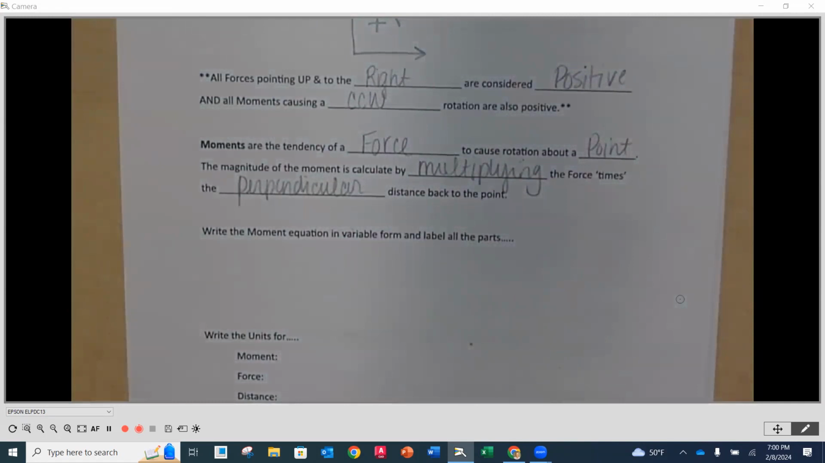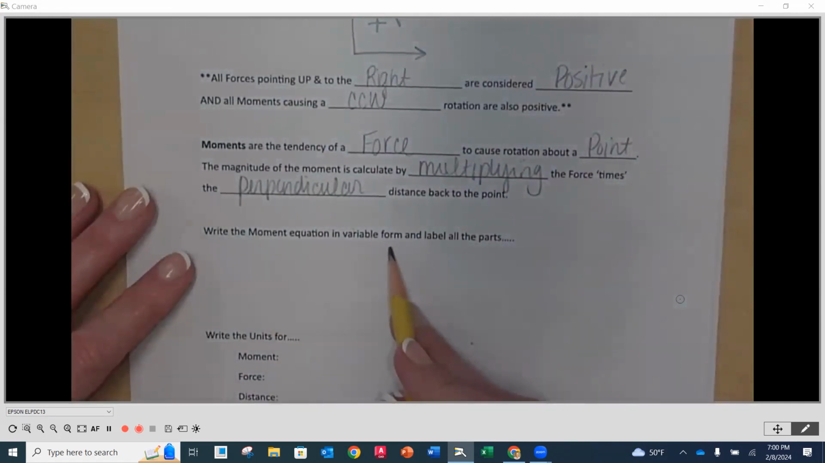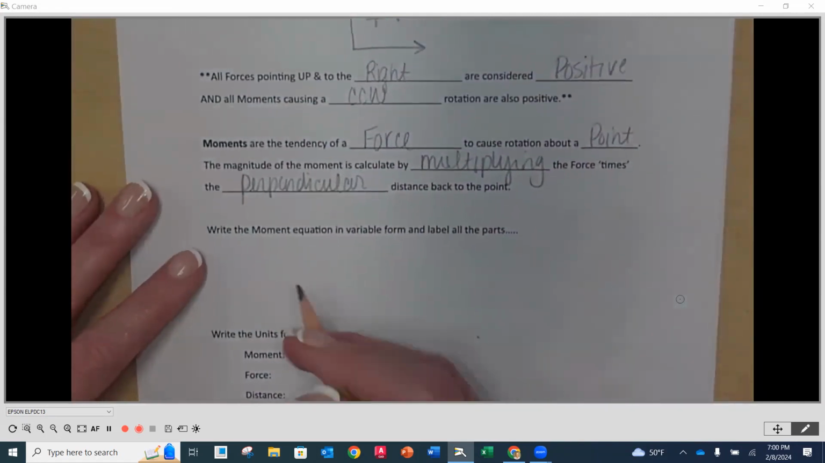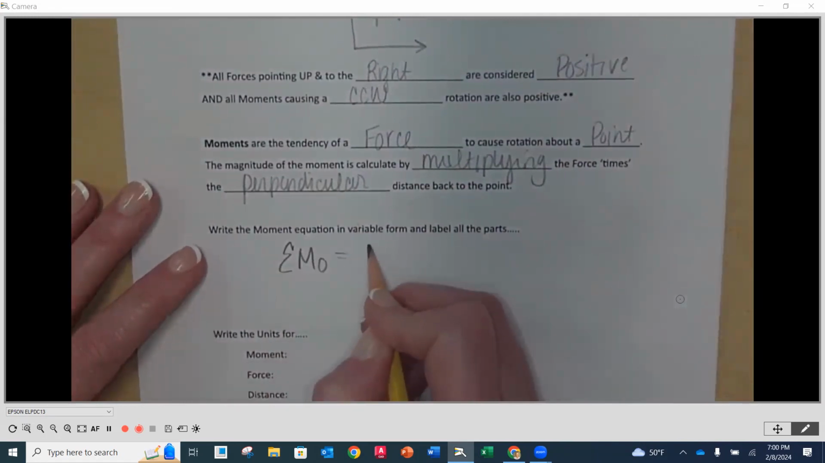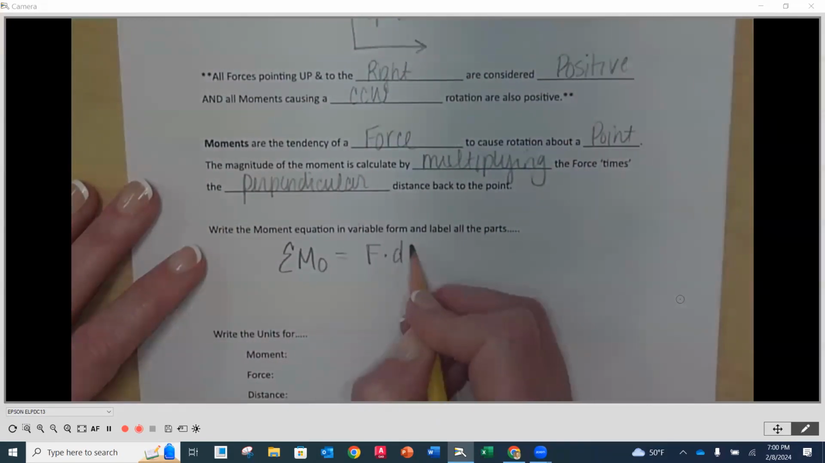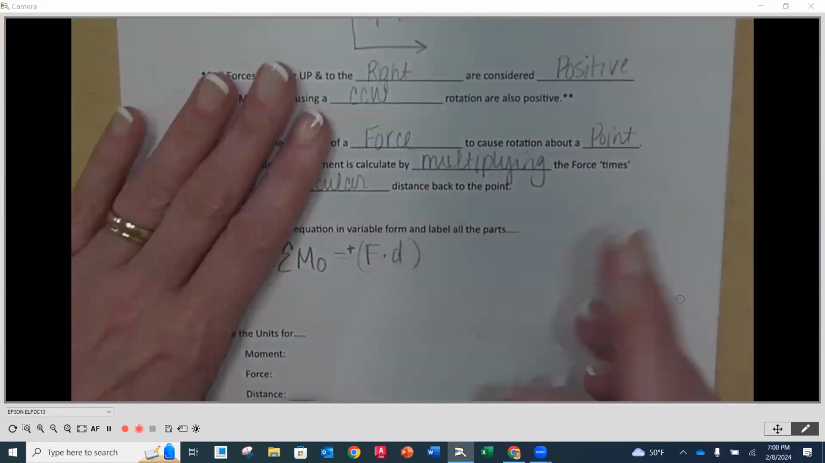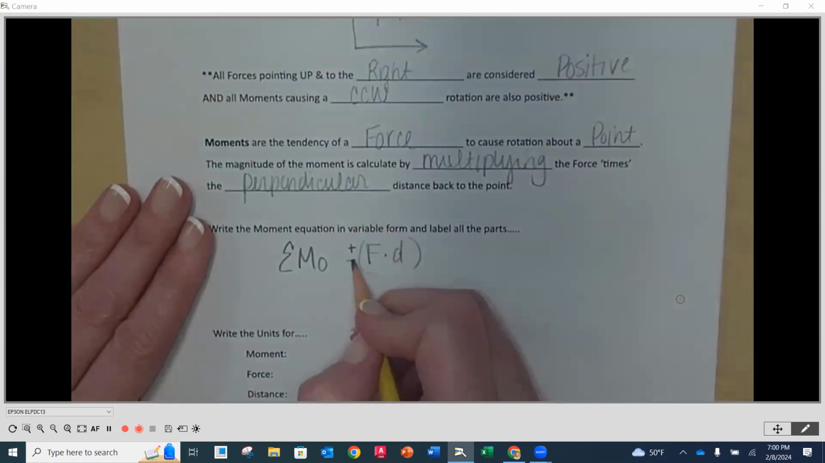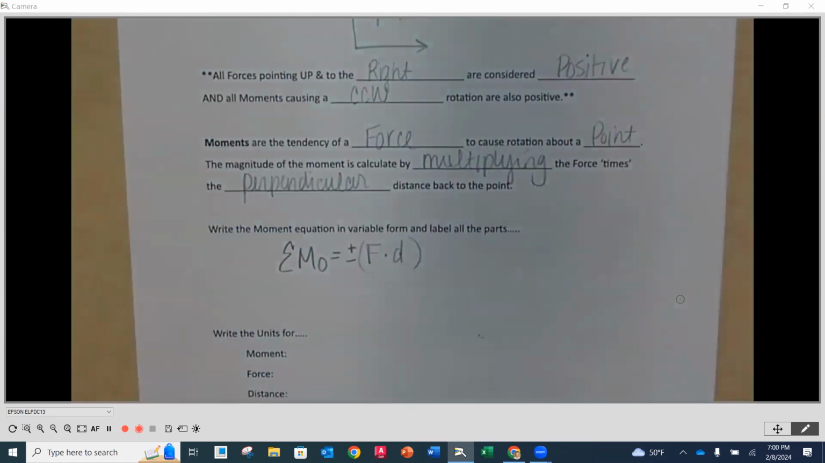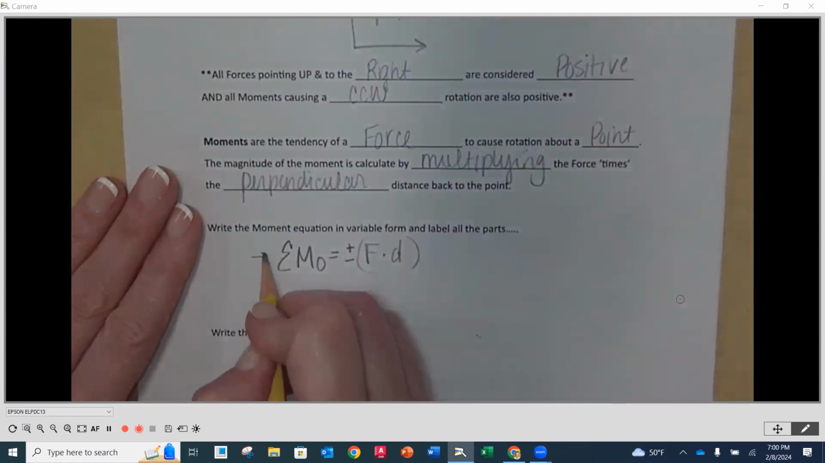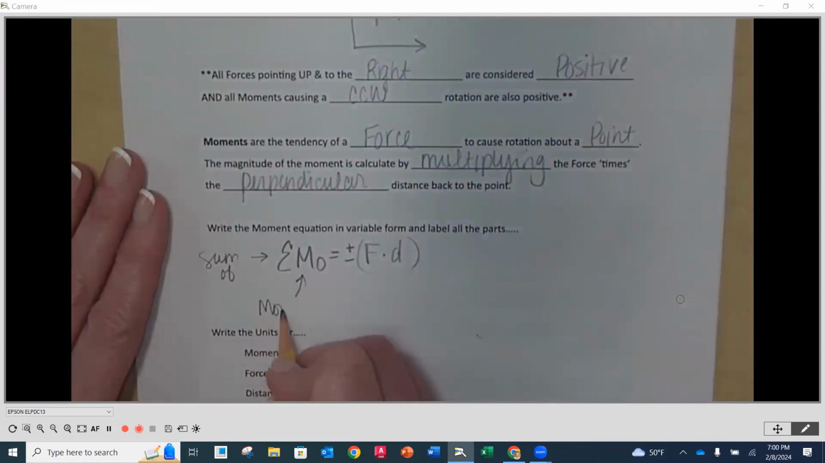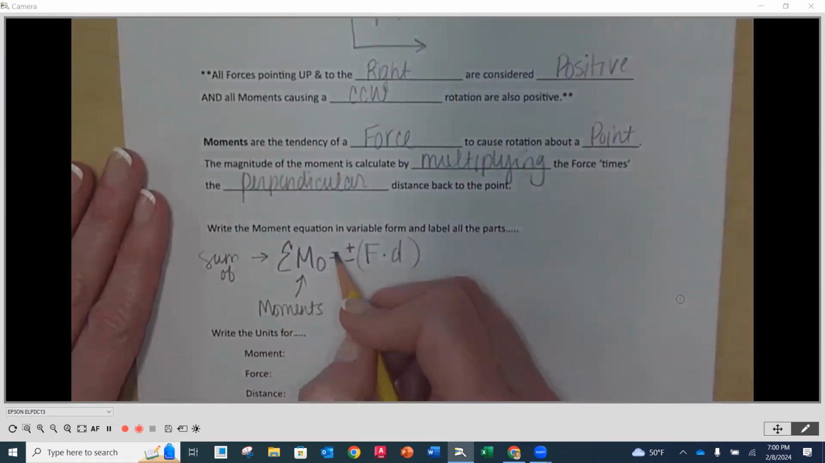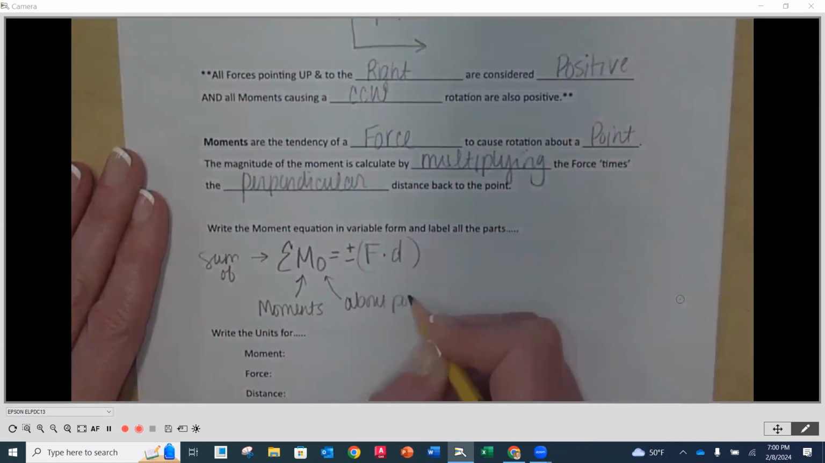Any questions on any of those? Write the moment equation in variable form and label all the parts. So sum the moments around a point is equal to force times distance. And we're going to put a plus, a little more room here, plus minus out front. So this part right here, sum of, right? Moments. And this is going to be about a point or axis.